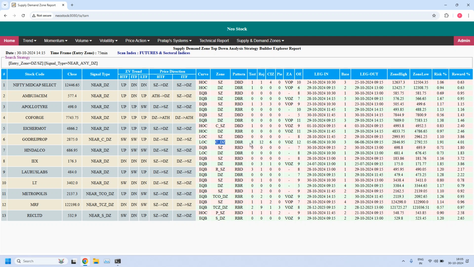75 minutes demand zone, already tested 8 times, 12 rejections. You need to look for a fresh fine-tuned 5-minute zone or any high liquidity 5-minute zone to plan your trades.